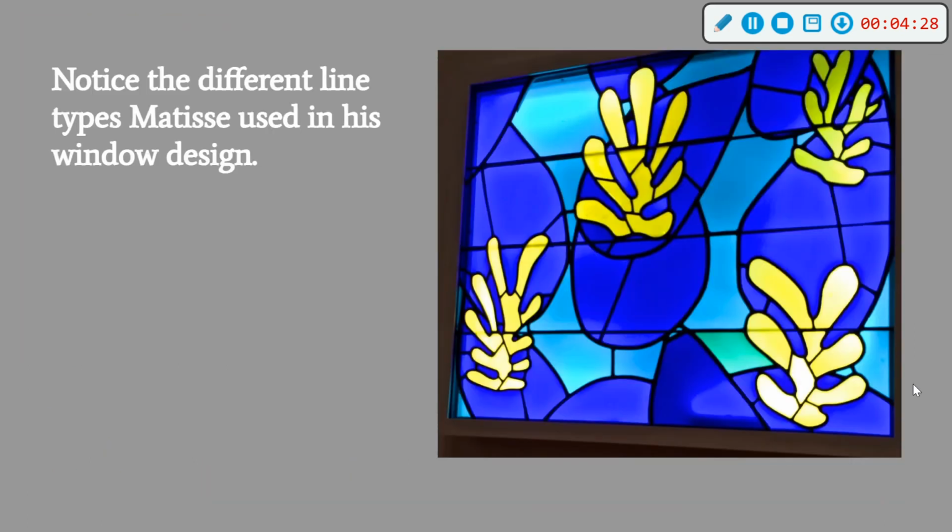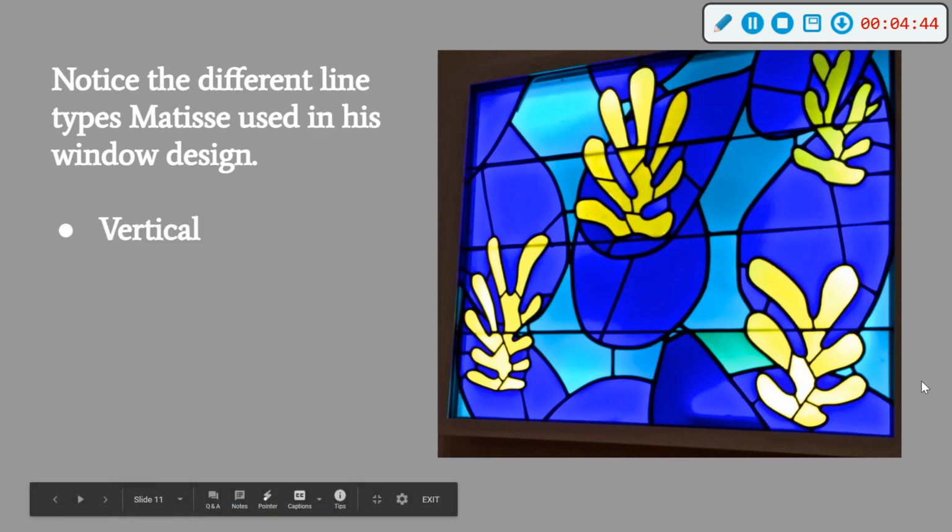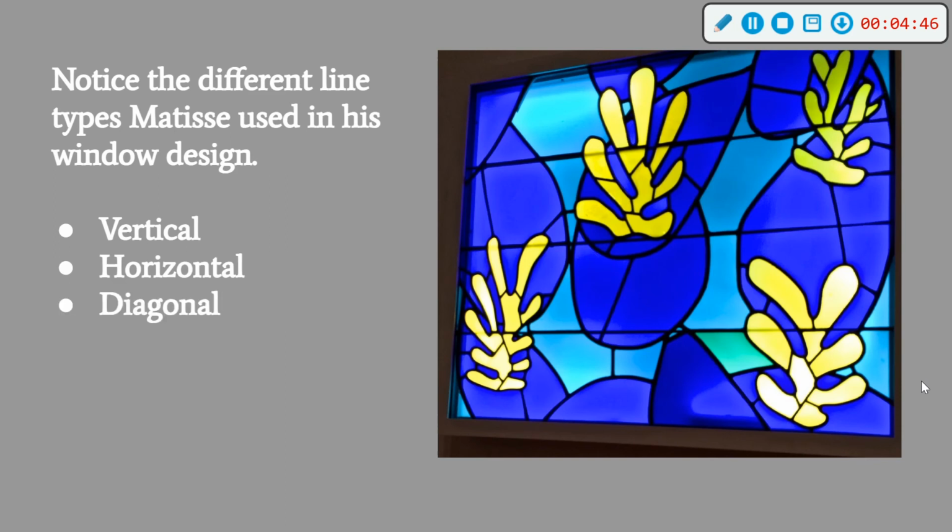Notice the different line types that Matisse used in his window design. Again, you've got those four basic line types. You've got some vertical lines, you've got horizontal, you've got the diagonal, and then you have the curved again. Vertical, horizontal, diagonal, curved.